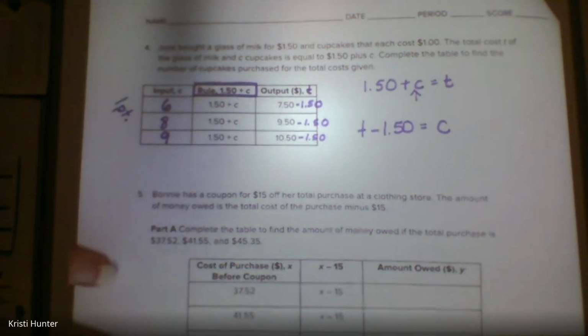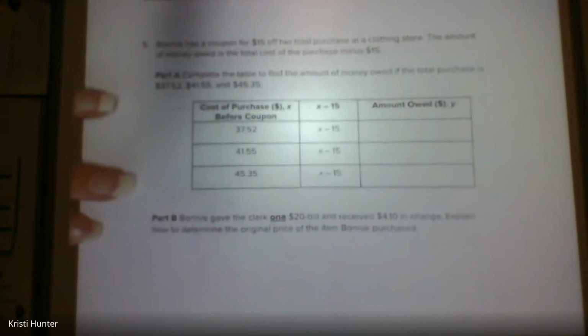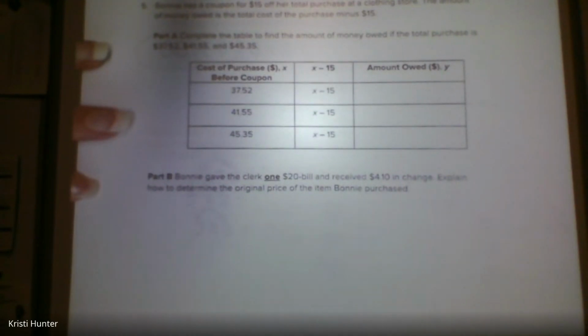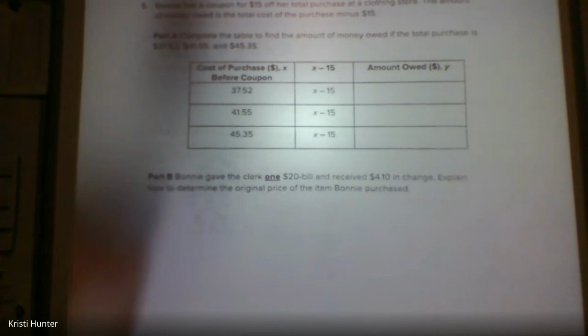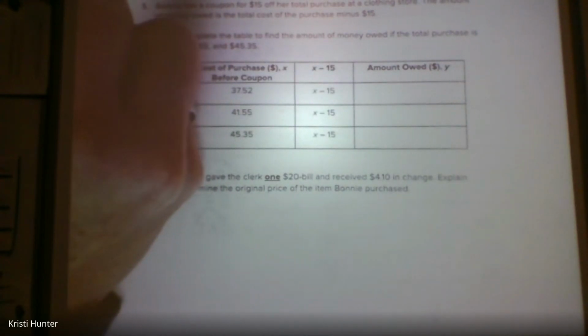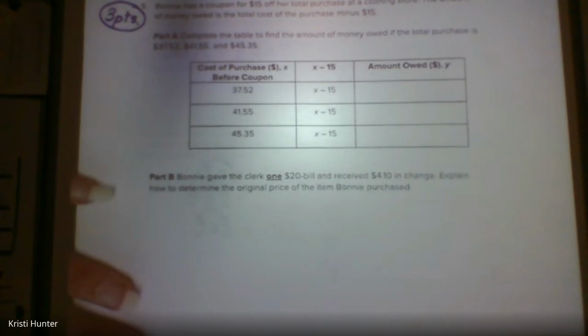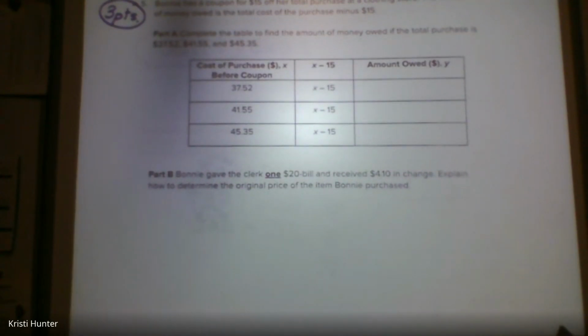Okay, then we'll go on to 5 down here, and 5 has 2 parts. There's a part A and a part B, and I'll explain how I'm going to grade this one, but this is a 3-point problem. So this one is worth a lot of your points on your test. It's going to be worth 3 points total, okay?